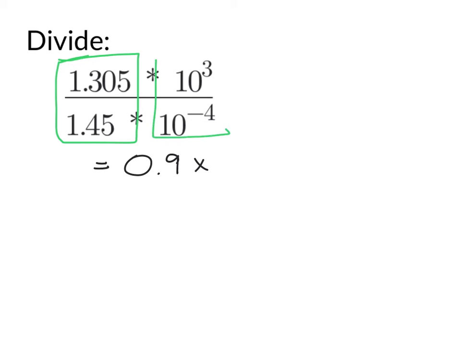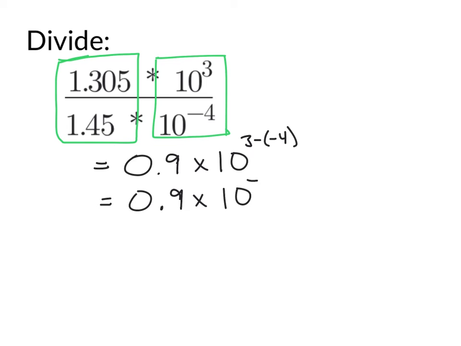For 10 to the third over 10 to the negative fourth, we're going to take those two powers and subtract them. So we're going to do 3 minus negative 4. So that's the same as 3 plus 4. So now we're at 0.9 times 10 to the 7th.